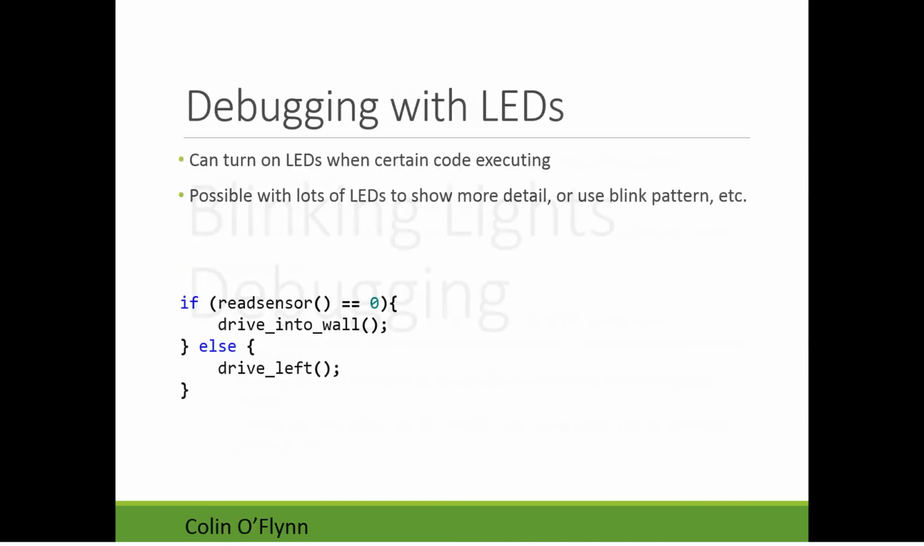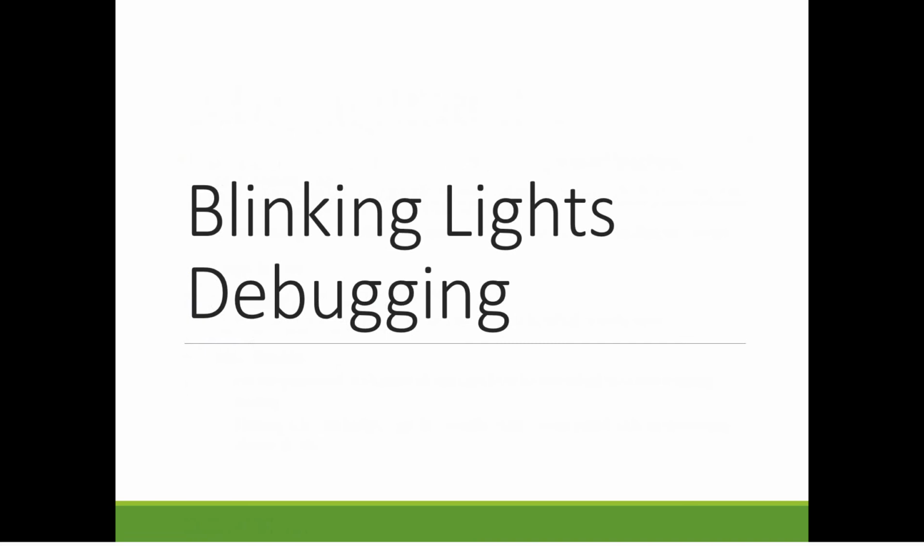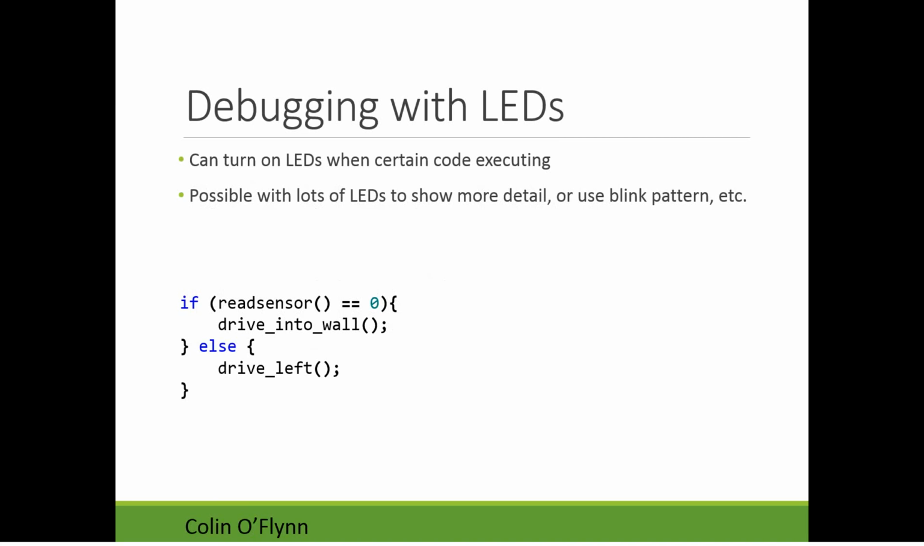All right. So any questions on that part of it before I go into some simple examples of debugging? So what might you use for debugging? Say you had this code that you're trying to fix, and basically we have: read sensor is equal to, if this returns 0, drive into wall, otherwise drive left.